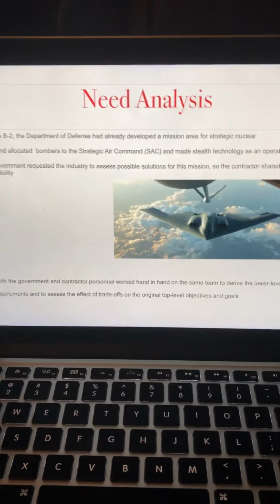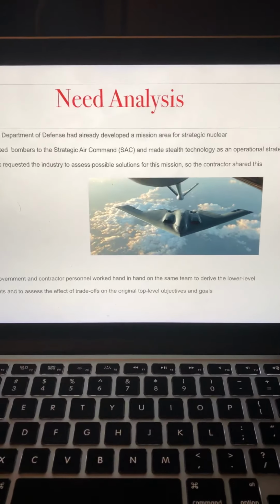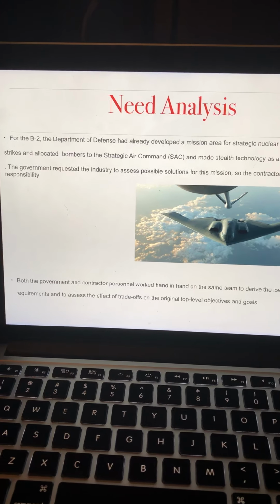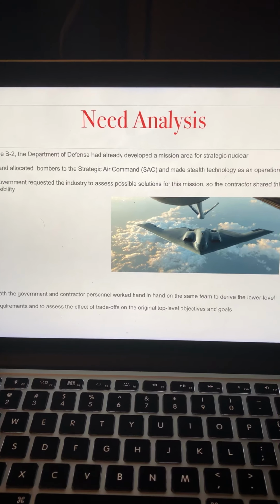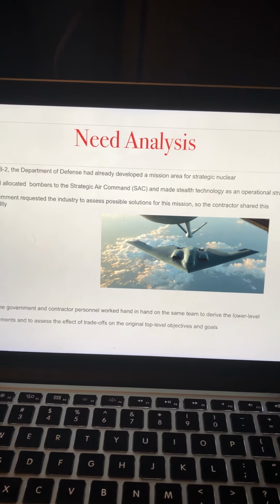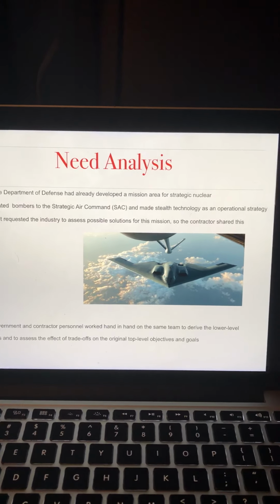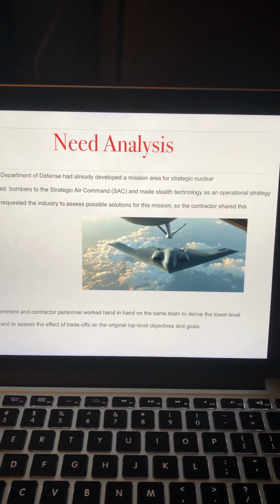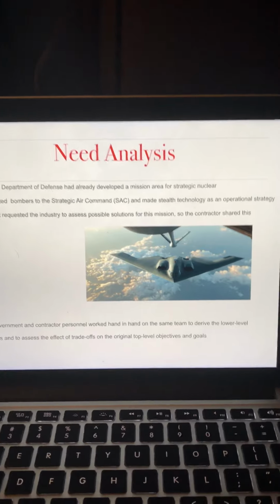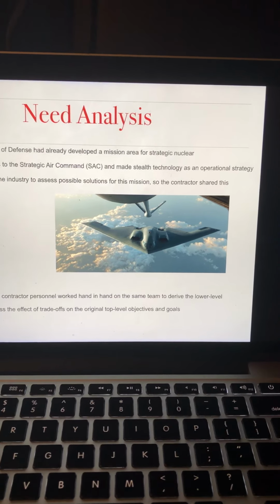So now I'm going to go over the needs analysis in a very brief way. That's a very nice HD picture of the B-2. For the B-2, the DoD had already developed a mission area for strategic nuclear strikes that assigned bombers to the Strategic Air Command, or SAC, and made stealth technology their primary operational strategy. So the government requested the industry to assess possible solutions for this mission, so that they could come up with an idea or plan to combat that.